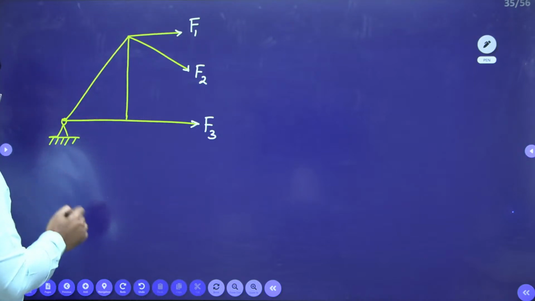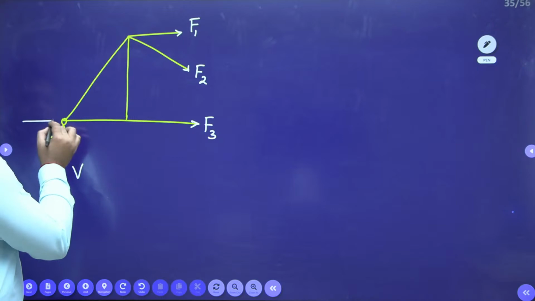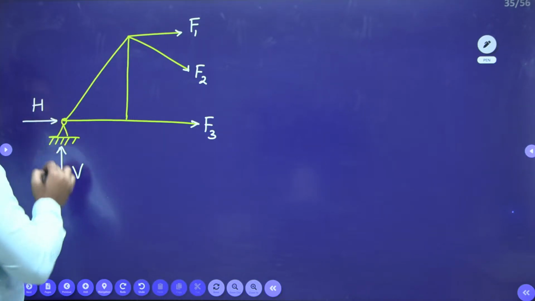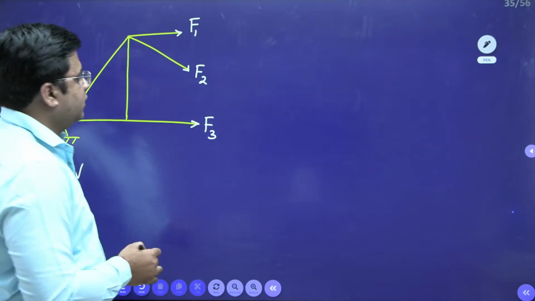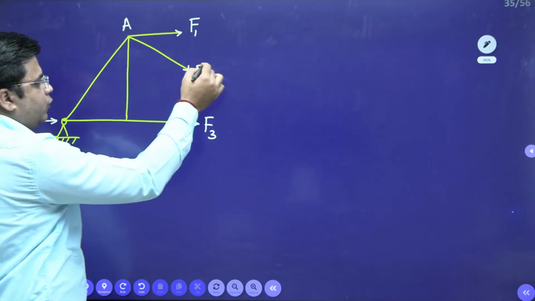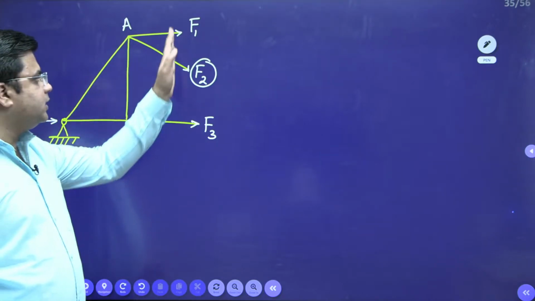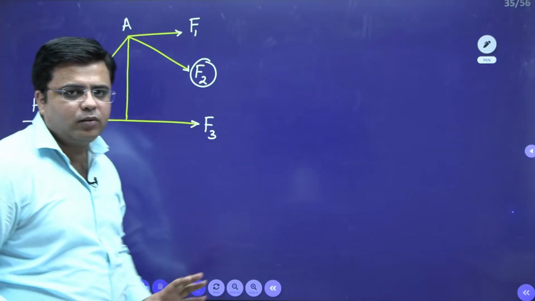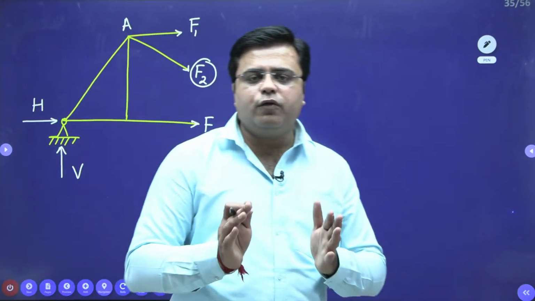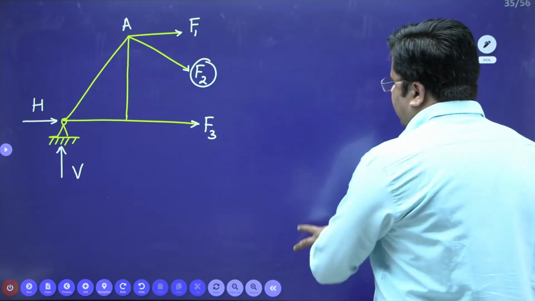For this support, you have one vertical reaction VA and one horizontal reaction H, right. So, this is your support reaction. You need to find the force in the member AB, that is force F2, right. You have taken a section, and after taking the section, this is the free body diagram of either the left or the right of the structure. Here I have taken the left of the structure.